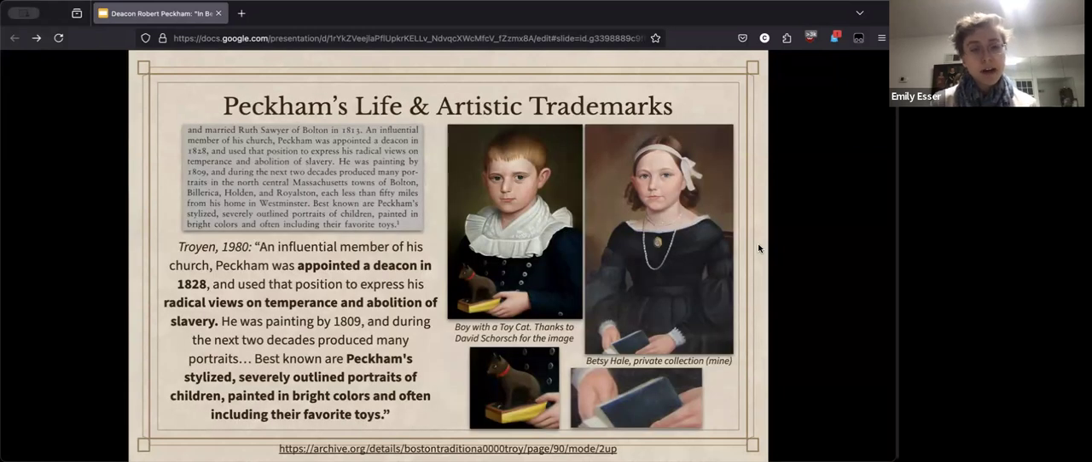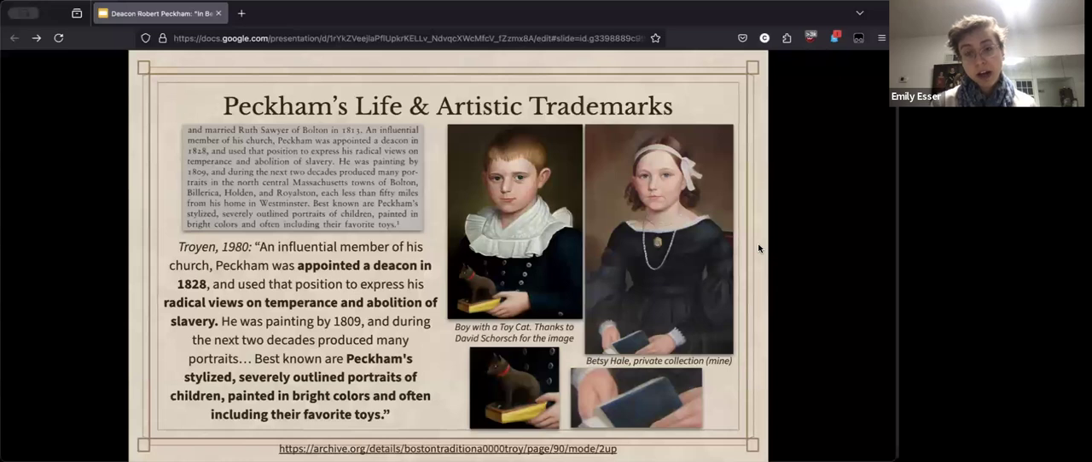Troyan goes on to write, best known are Peckham's stylized, severely outlined portraits of children, painted in bright colors and often including their favorite toys. Now, here are two very fine examples of his portraiture around 1830 to 40. It's a boy with a toy cat. Thank you to David Schorsch for the image.